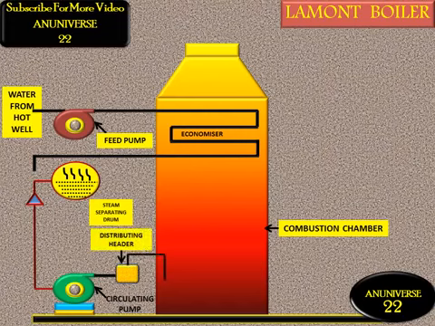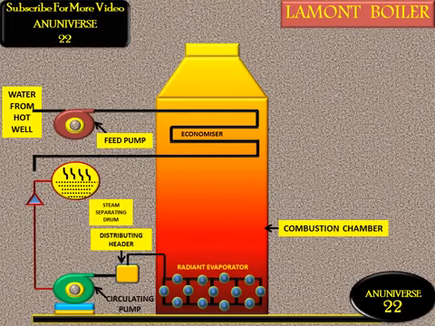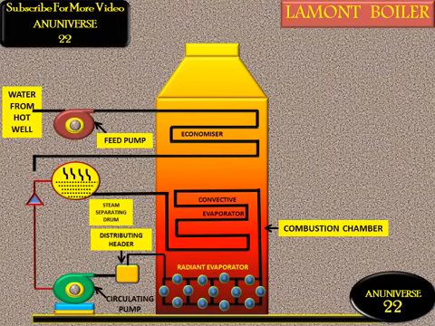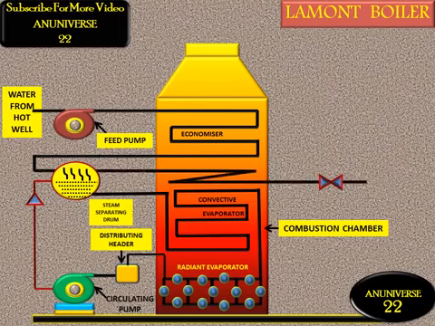And this is the distributing header. With the help of the distributing header, water is supplied to the evaporator tubes or water tubes, and these evaporator tubes are connected with the steam separating drum. And this is the superheater, which is generally used to convert saturated steam into superheated steam. Otherwise, saturated steam would cause corrosion, so that's why it is converted into superheated steam.